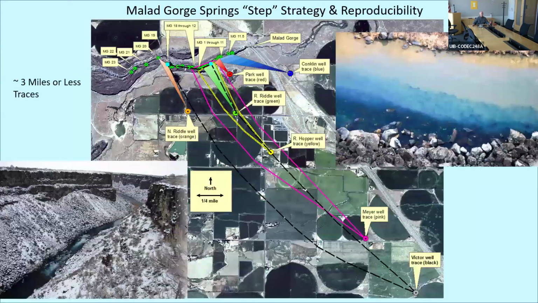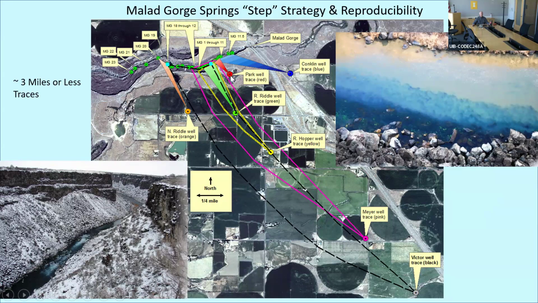So our stepped approach strategy started with the closest well to Malad Gorge in this red triangle area. The well is a round circle in a park area, and it's 1,100 feet over to the springs in Malad Gorge. And all the springs we sampled are these little green circles down through here. And this is the spatial distribution of the emergence of that dye in a kind of little triangle shape.